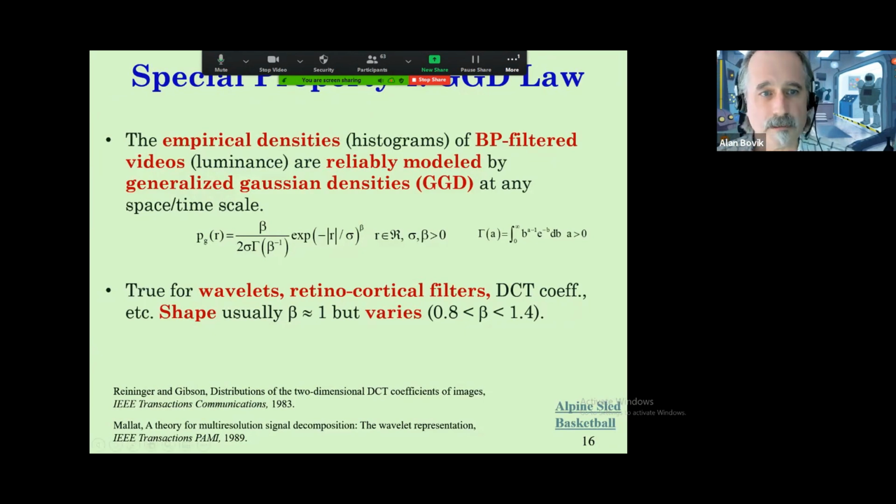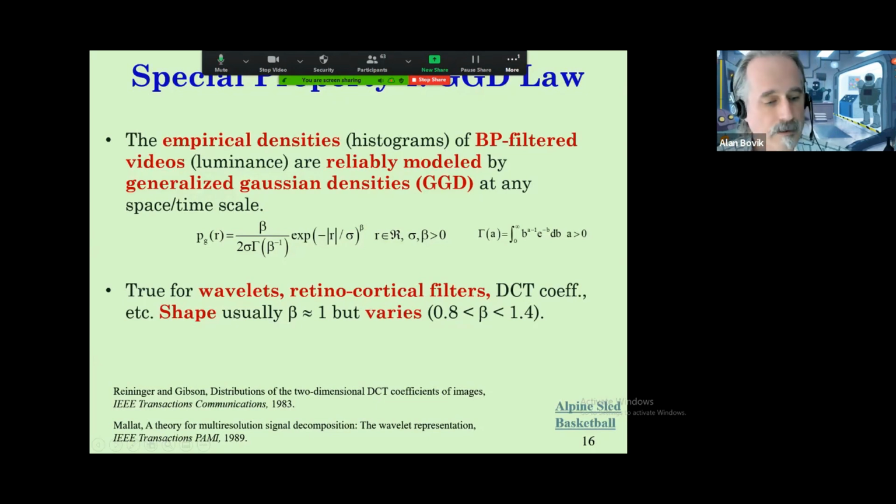Then if we plot the histogram or the empirical density, it can be very reliably modeled by a generalized Gaussian density function, what I'll call a GGD. This was observed by Jerry Gibson, who used to work here in Texas, at, I forget that university up north in Dallas. He applied this to DCT coefficients, which have a bandpass interpretation.